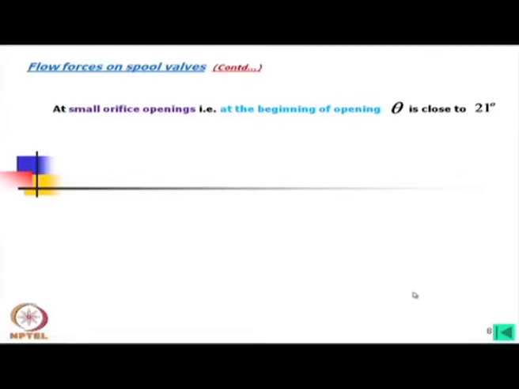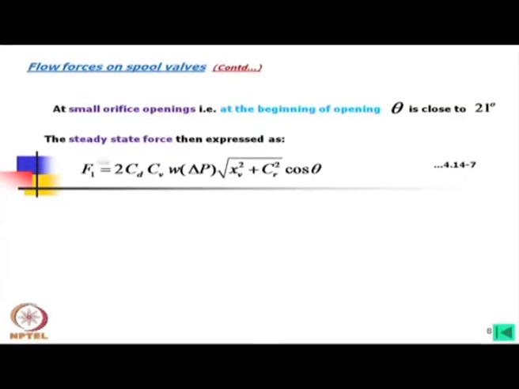At a small orifice opening, at the beginning of valve opening, theta is close to 21 degree, which I have shown. If you observe, while the valve is opening, the jet angle is almost 21 degree. This is of course for the rectangular port. Then F1 can be expressed like this. Again, we are not considering the direction, but the magnitude can be taken like this, where cos theta we can substitute as 21 degree.